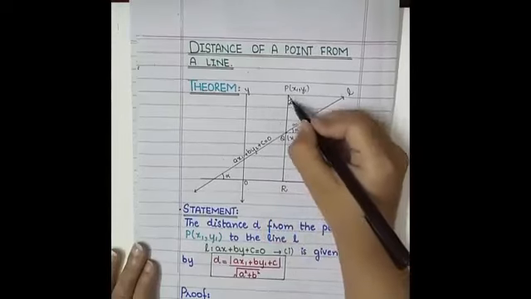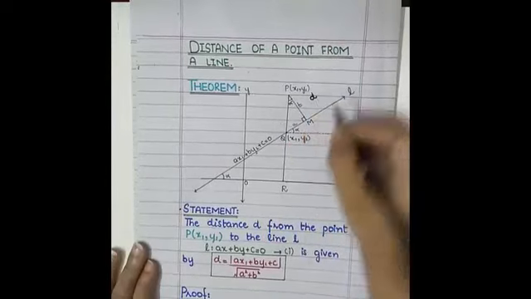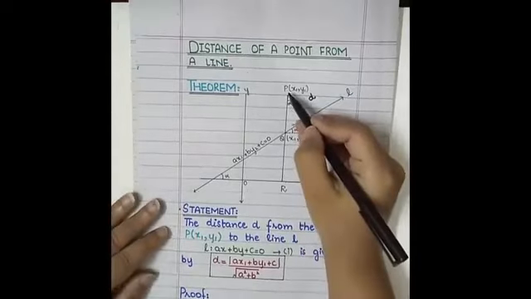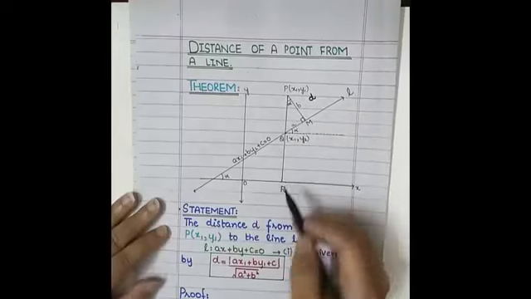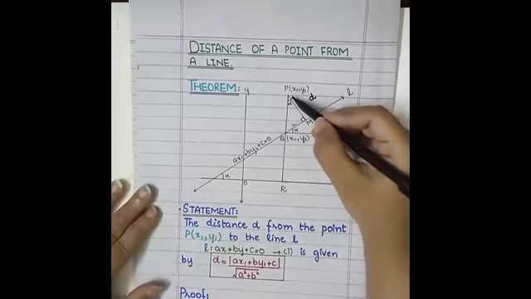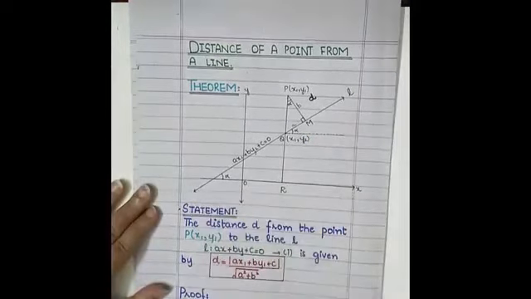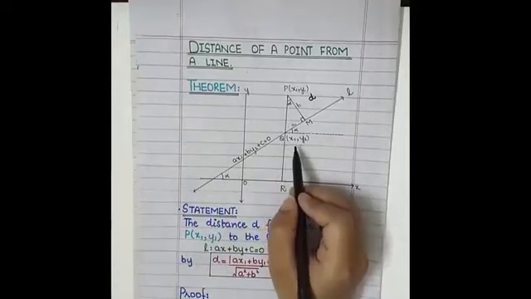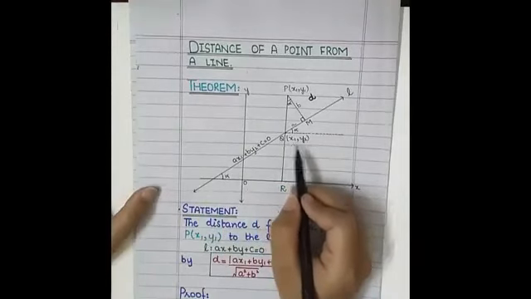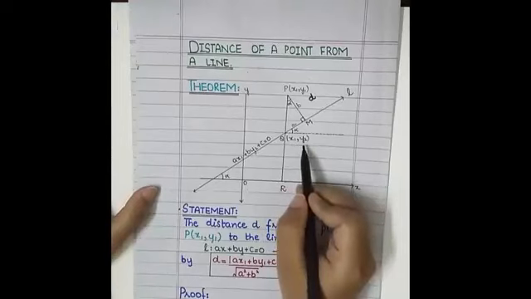So it means we have to find this distance. Let me represent it as D. Now this is P, and we have drawn a perpendicular PQ on OX. And from this P we have drawn a perpendicular PM on the line L. This is a point Q with coordinates x1, y2. This is the abscissa and this is the ordinate.